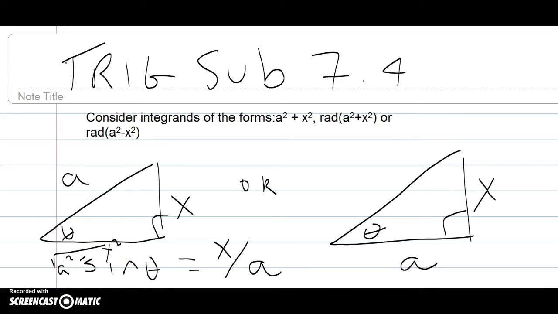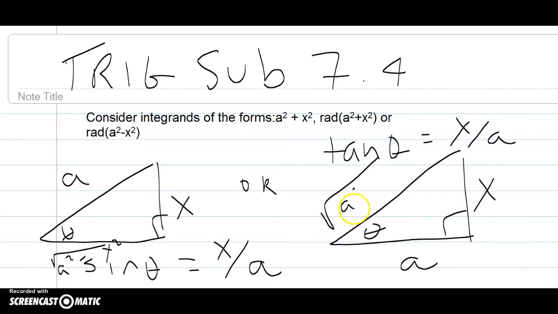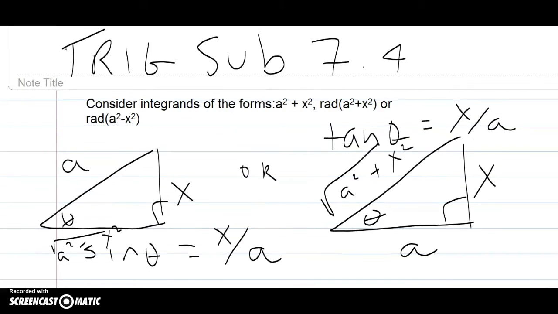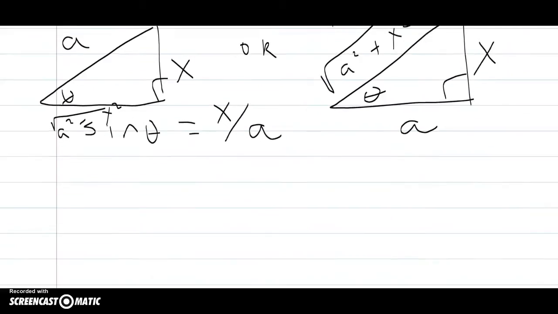And the triangle on the right, it would be that the tangent of theta equals x over a, and this missing side here, the hypotenuse, would be the square root of a squared plus x squared. Notice that a squared plus x squared and a squared minus x squared is what we're looking for in the radicand. Let's look at an integration example to see how this actually helps us now with the integrals.